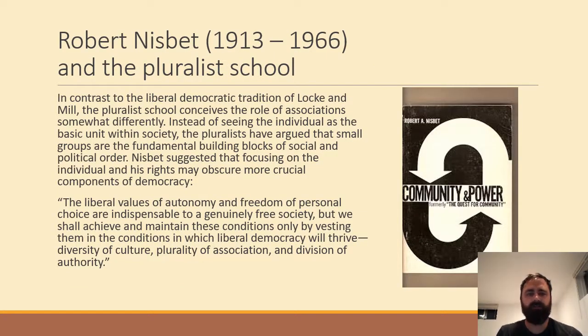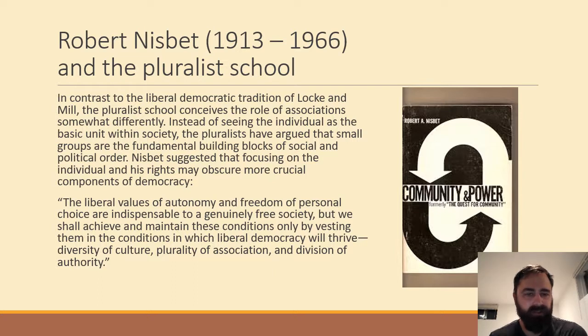Okay, as we get a little bit more contemporary, we have Robert Nisbet and the Pluralist School. He lived from 1913 to 1966. So in contrast to the liberal democratic tradition of Locke and Mill, the Pluralist School conceives the role of association somewhat differently. Instead of seeing the individual as the basic unit of society, the Pluralists argue that small groups are the fundamental building blocks of society. And if we focus just on the individual and their rights, we're going to miss one of the most important parts of democracy.